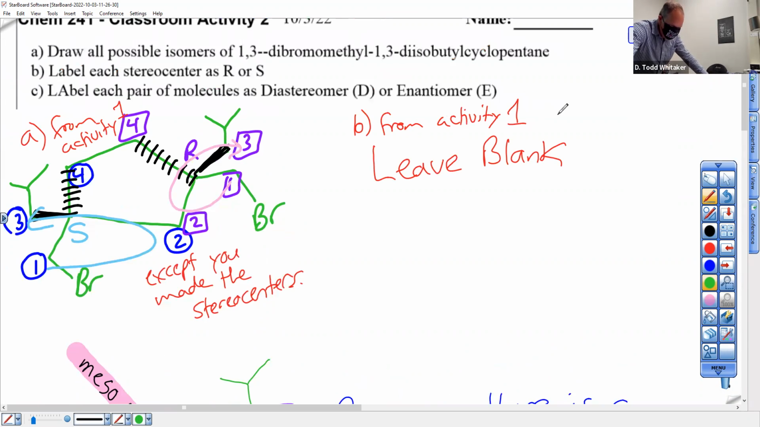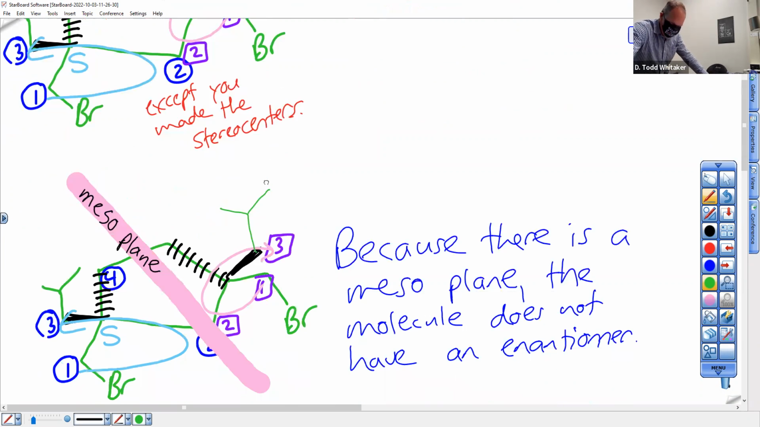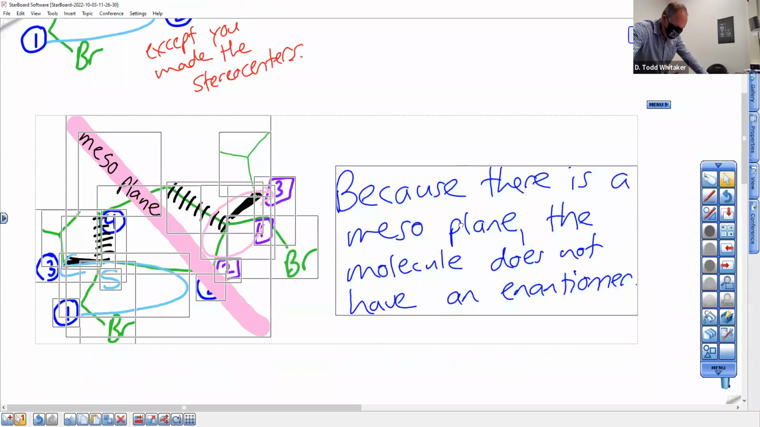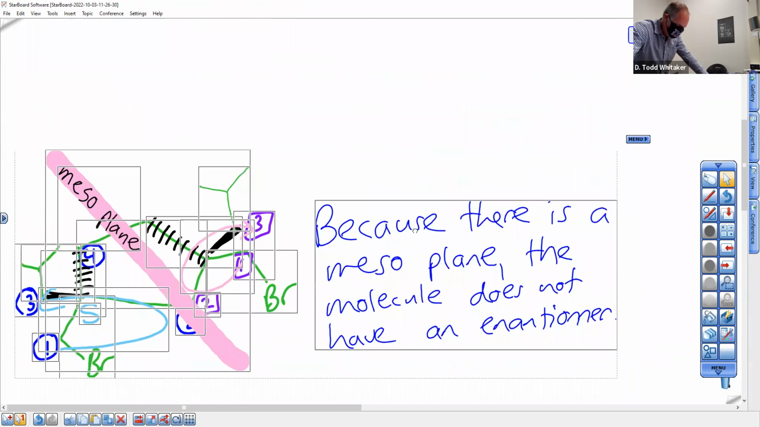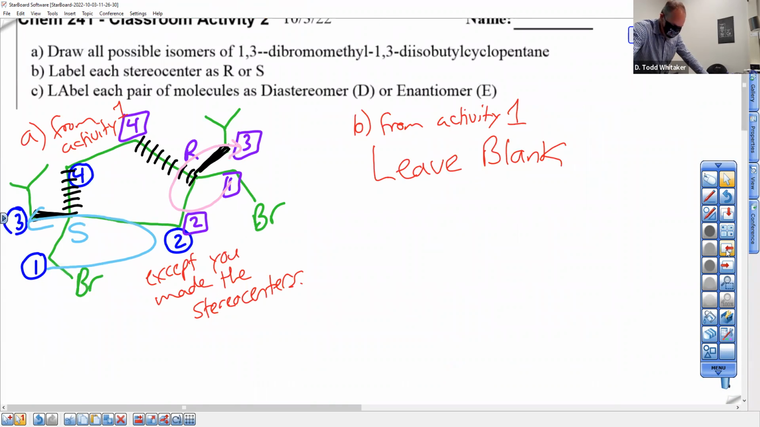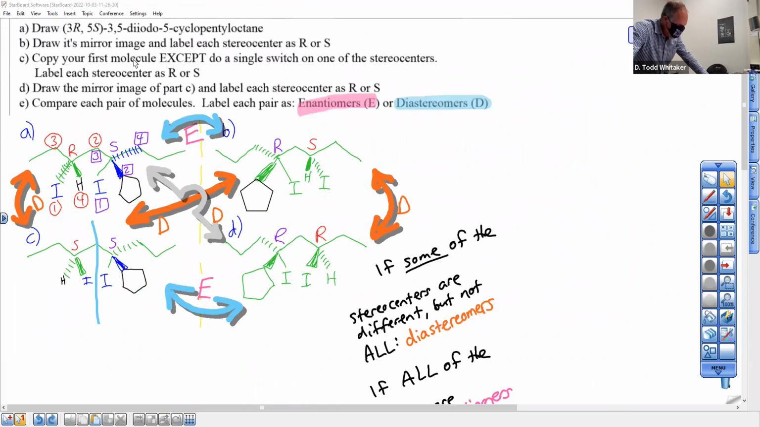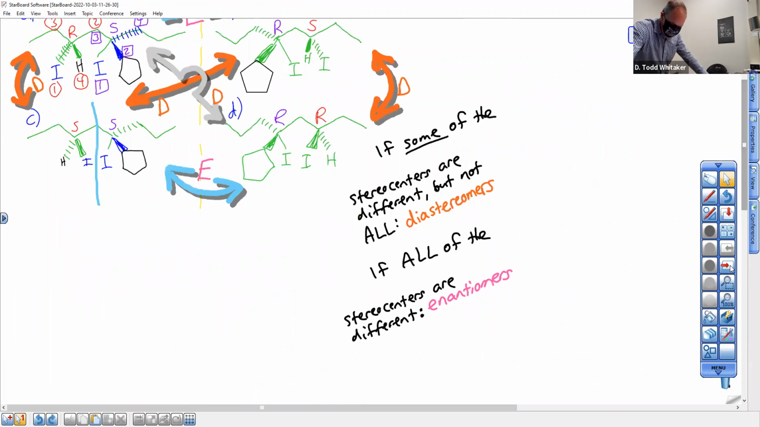Okay, so from activity 1, leave blank. This thing doesn't have an enantiomer. From activity 1, I had a strategy for the third molecule. Want to go look? Copy your first molecule, except do a single switch on one of the stereo centers. Good job. It's a good strategy.